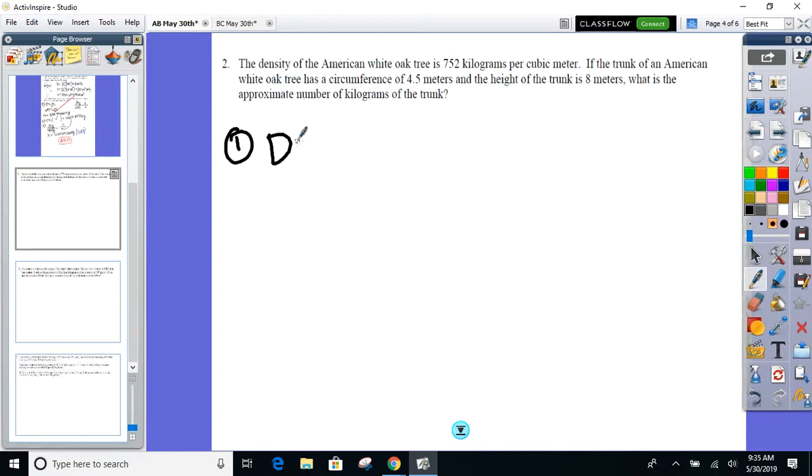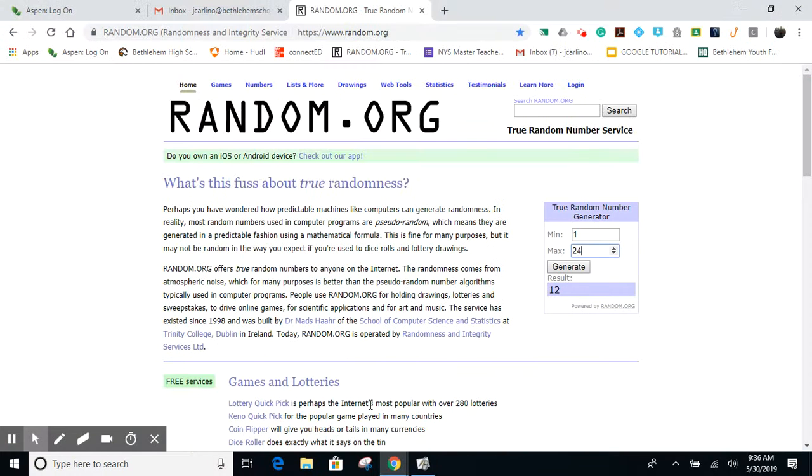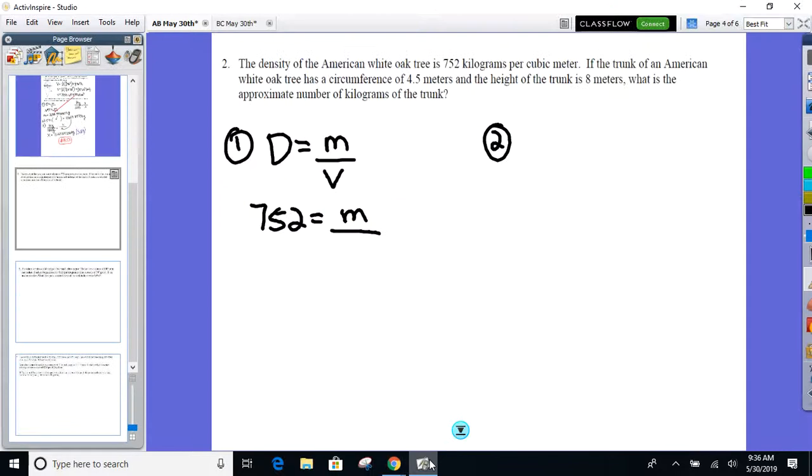All right, so density equals mass divided by volume. They tell us the density is 752. We're looking for how much it weighs. What do we have to calculate on our own? The volume of the trunk. And what was the trunk in the shape of? A cylinder. Anybody got the volume formula to start us off for a cylinder?